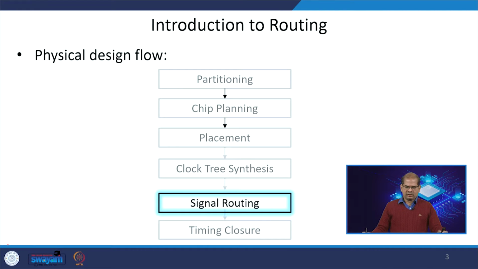So, this is the typical VLSI physical design flow where we are concentrating on signal routing, which comes after clock tree synthesis. Signal routing is one of the very important phases of VLSI physical design, as it connects all the interconnects inside the chip. It is basically divided into two parts: one is called global routing and the other detailed routing.